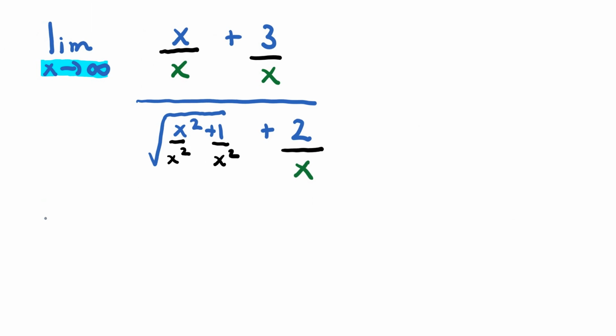So if I write my next line here, this will be the limit as x goes to positive infinity. Now, if I have x over x, that's simply going to be 1. So that's 1 plus 3 over x.